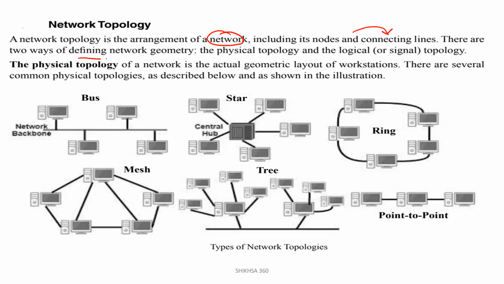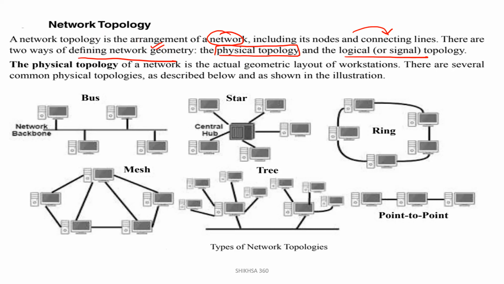There are two ways of defining the network geometry. Clear? So, what are the two ways of defining the network geometry? First one, that is the physical topology. Second one, that is the logical or signal topology. Okay, so now let's discuss both one by one.